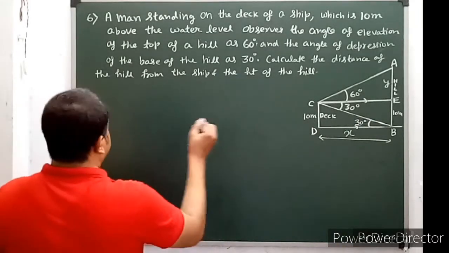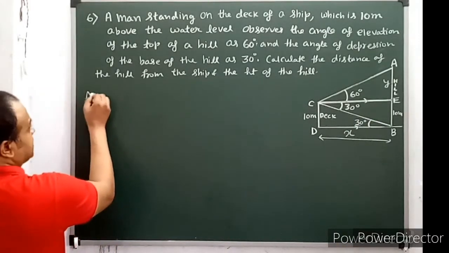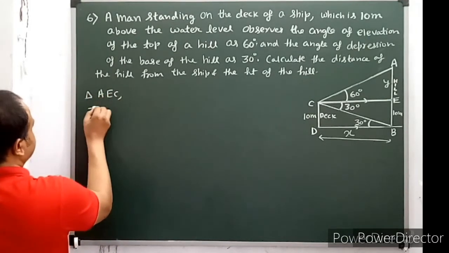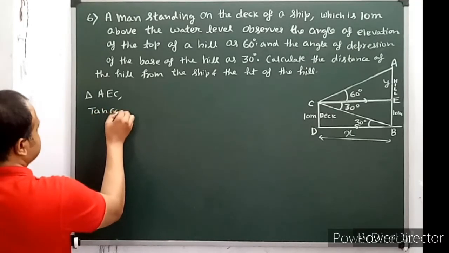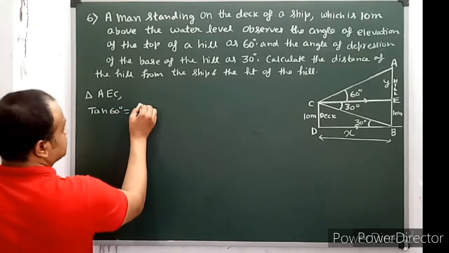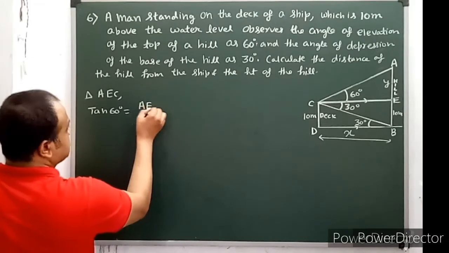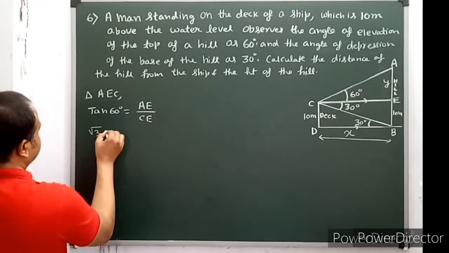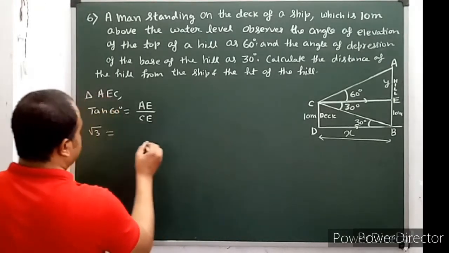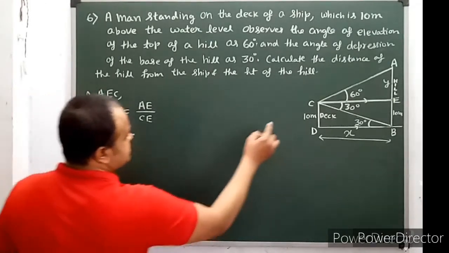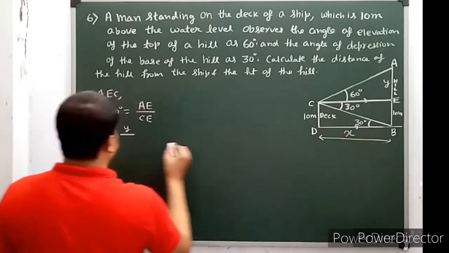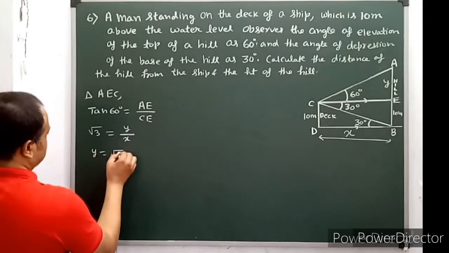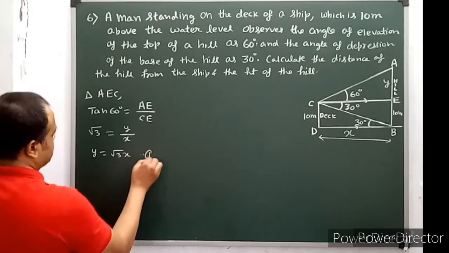Now we will apply triangle AEC. What do we get? Tan 60 equals AE by CE. Tan 60 is root over 3. AE we have assumed as Y and CE, that is BD, is X. So we get Y equals root over 3 x. This is equation number 1.